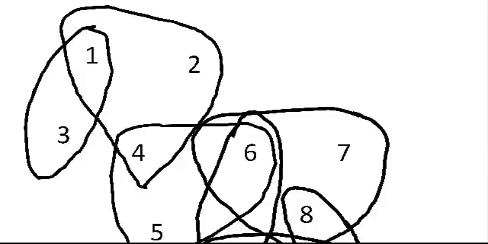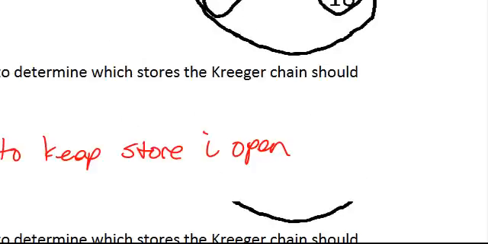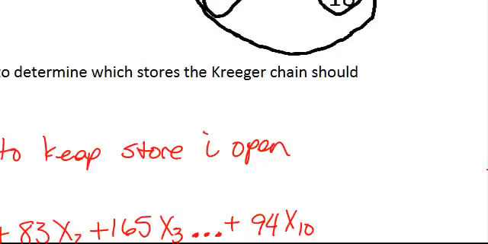Our decision variable for this problem is x sub i, representing the decision to keep store i open. And we want to maximize the profitability of the remaining stores, so we want to maximize z equal to 127x1 plus 83x2 plus 165x3 and so forth on through 94x10.